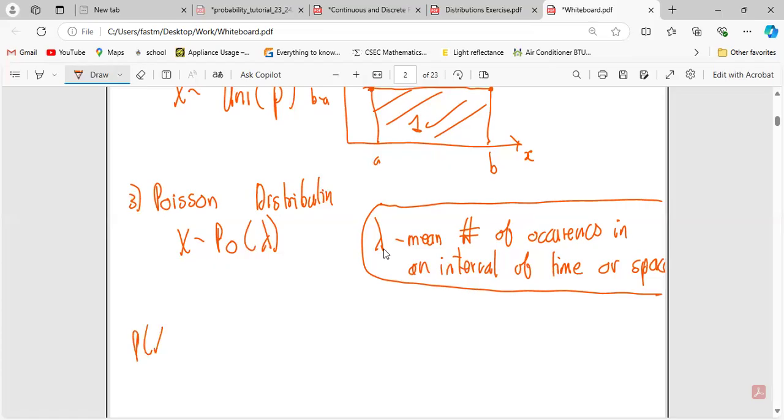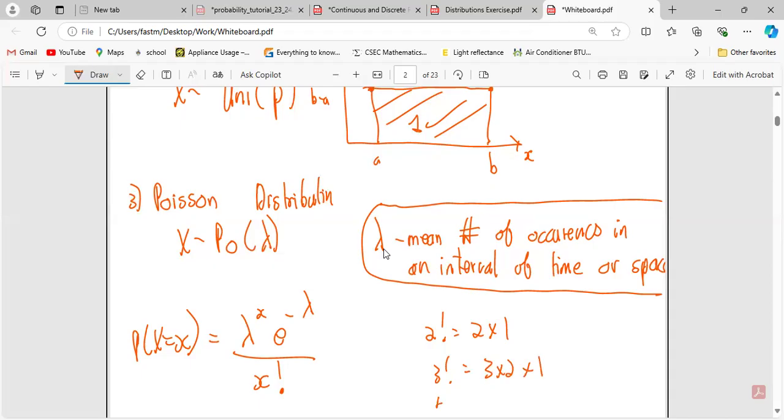So this is discrete. The equation for your PDF is lambda to the x, times e to the minus lambda, all over x factorial. x factorial, if you remember from pure maths: 2 factorial is 2 by 1, 3 factorial is 3 by 2 by 1, 4 factorial is 4 by 3 by 2 by 1. And the cool thing is, you can just do it in your calculator.